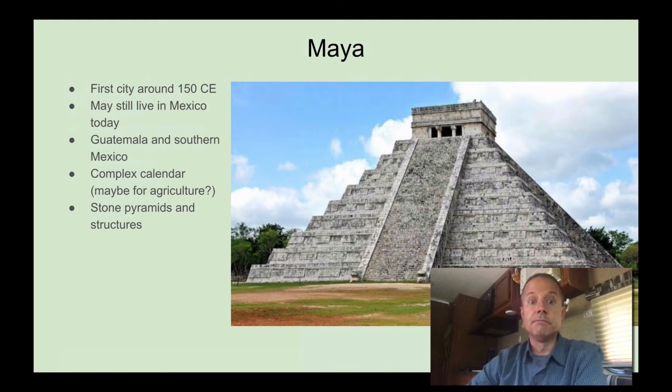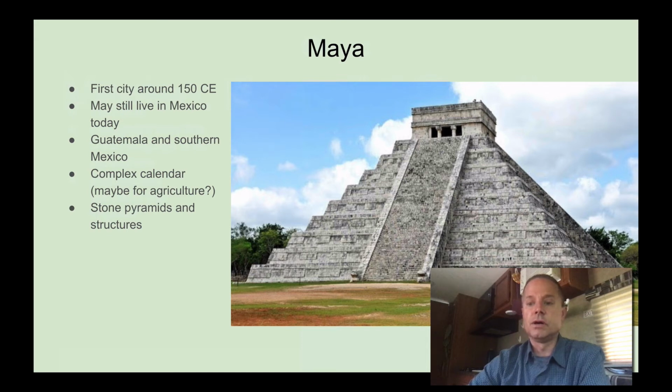After the Olmecs come the Maya around 150 CE. CE is Common Era. Sorry, there's a typo there. It's many still live in Mexico today. The Maya were not just in Mexico, they were in Guatemala, Belize, and southern Mexico, is kind of where they were located. They had a really sophisticated calendar that some people think maybe was used for agriculture. They also had a lot of stone pyramids that they built.